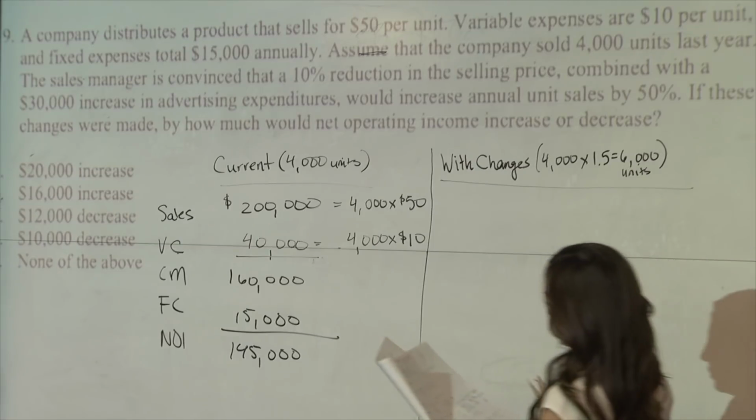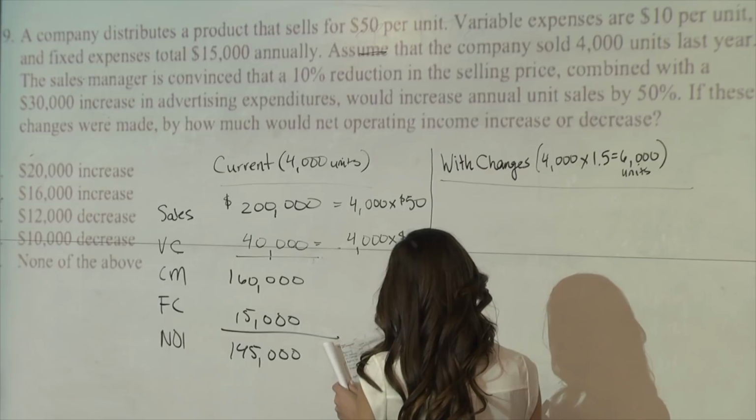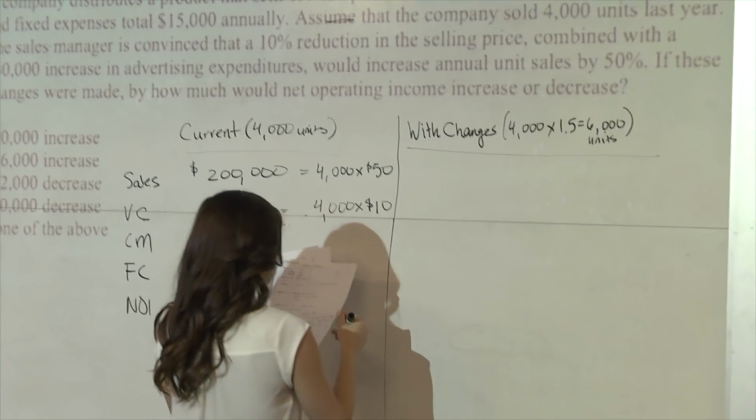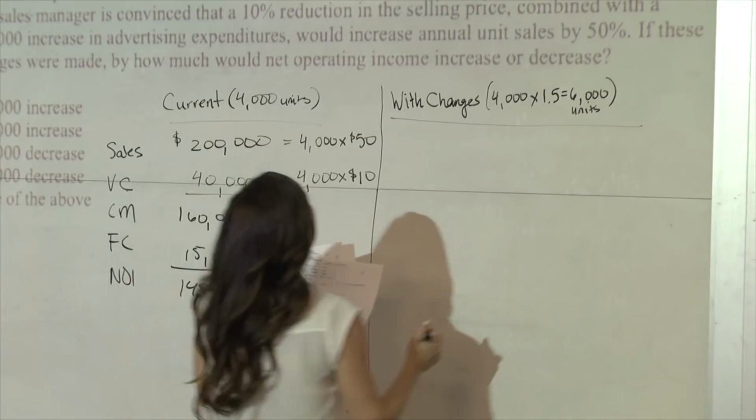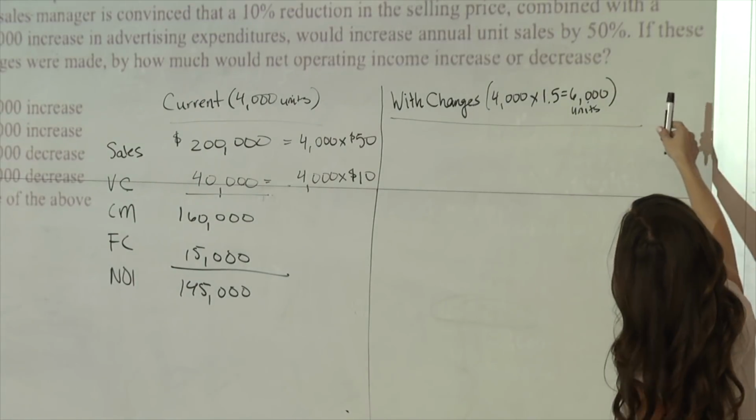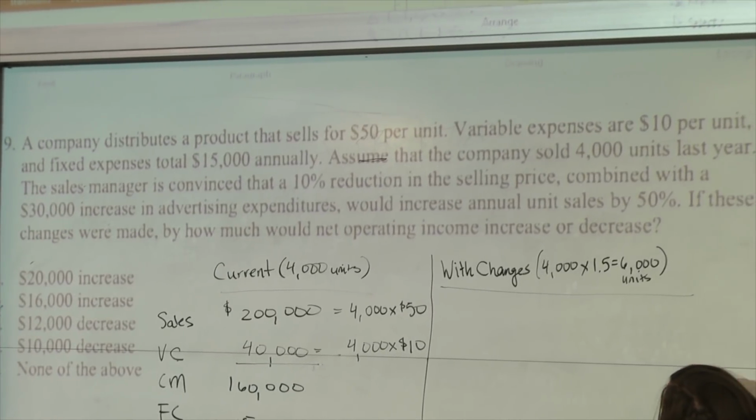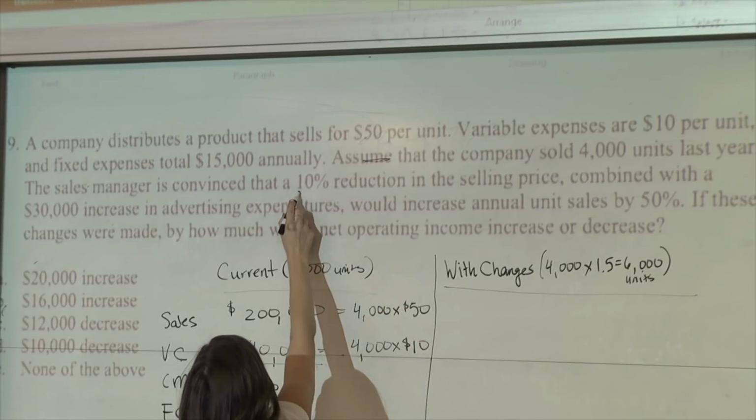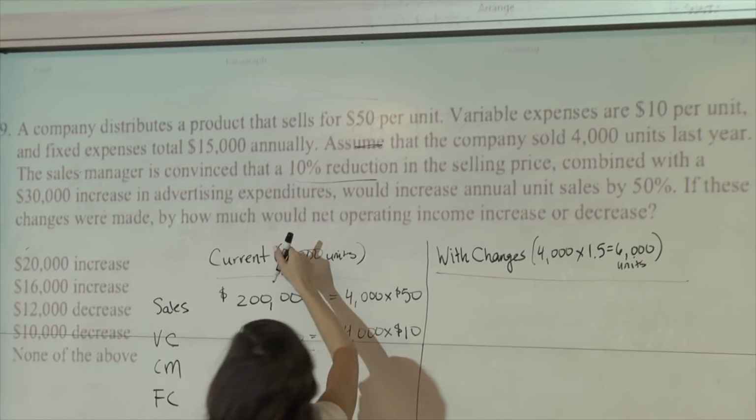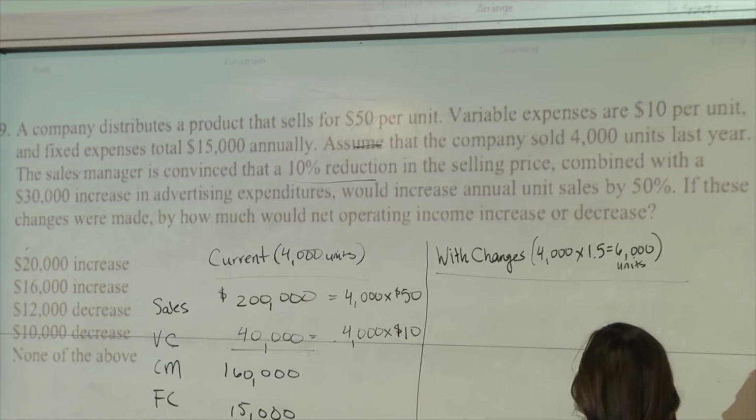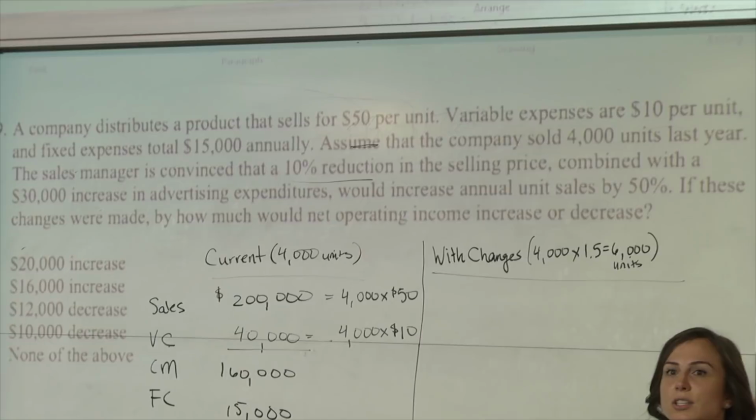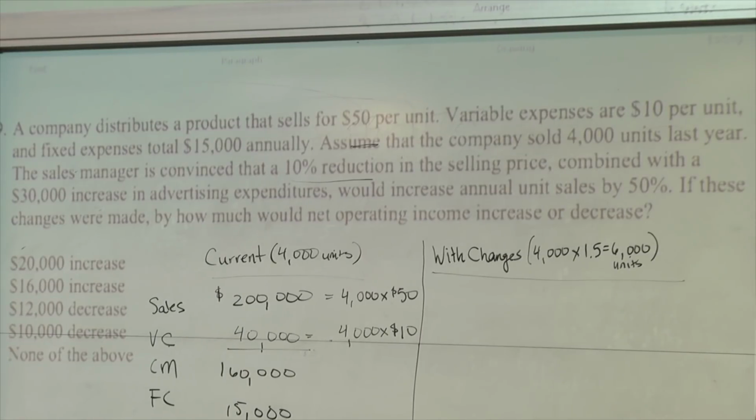So we're going to have to take into account the 6,000 units when we calculate everything else here. So for sales, previously we had a $50 per unit selling price. But what happened here? The sales manager thinks that we should reduce this selling price by 10%. So a 10% reduction for $50, that's going to be a $5 reduction. So our new unit price is $45.